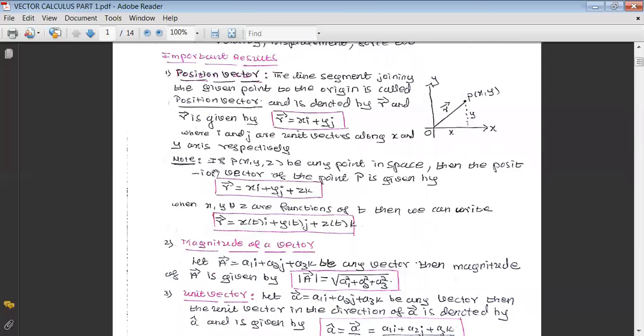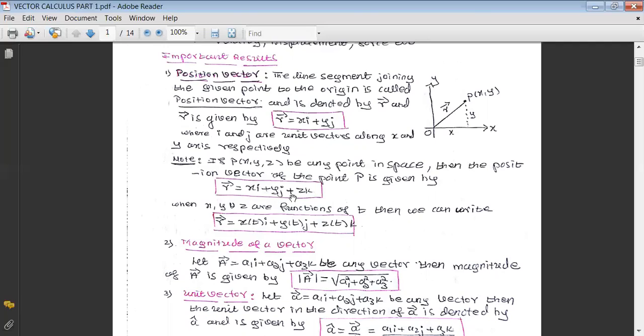Suppose the same thing, if you have a point P(x, y, z) in space, then the position vector of this point P is given by r bar equal to xi plus yj plus zk, because in space we come across three coordinates: one is the x coordinate, one is the y coordinate, and one is the z coordinate. Therefore, in this case, an expression for the position vector r bar is given by xi plus yj plus zk.